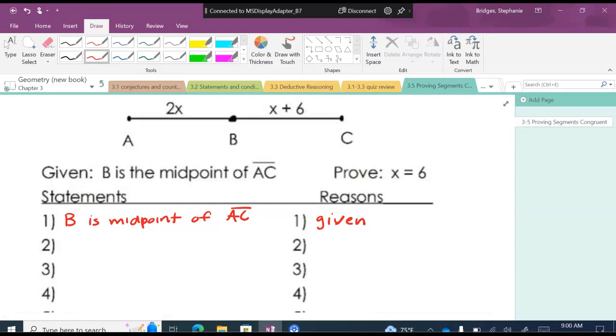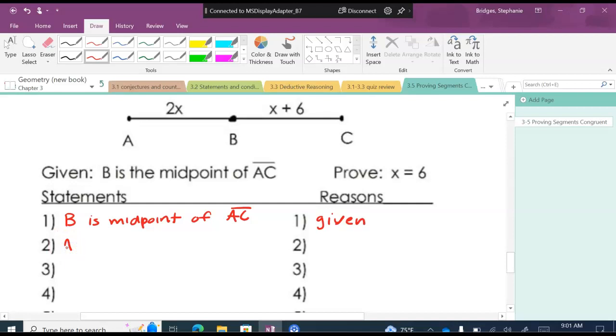So at some point, I need to be able to do like I did last problem where I substitute in their lengths. However, I'm not there yet. Flip back over. What does the definition of midpoint say? It said it divides it into 2 congruent segments, right? So if B is the midpoint of AC, according to the definition of midpoint, it divides it into 2 congruent segments. So tell me which 2 segments are congruent.